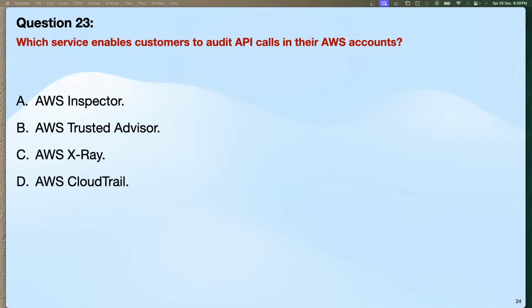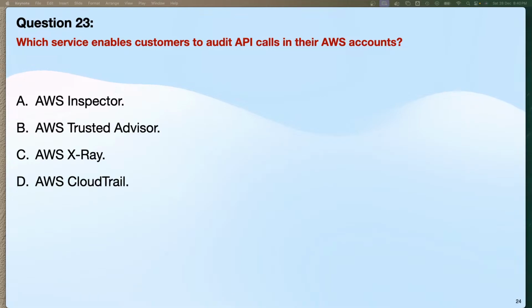So 23, which AWS service enables customers to audit API calls in their AWS accounts? They are looking for a service in AWS that will help you audit the API calls. Again, this we discussed in our course video, but let me go through the other options also so that you learn what the services are meant for. AWS Inspector, as I was mentioning, is for detection within EC2 for any anomaly detection, correct? AWS Trusted Advisor is specific to AWS best practices and security, not for API call audits.